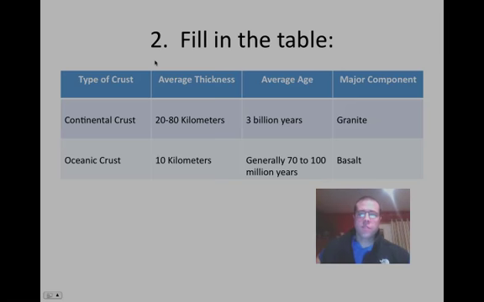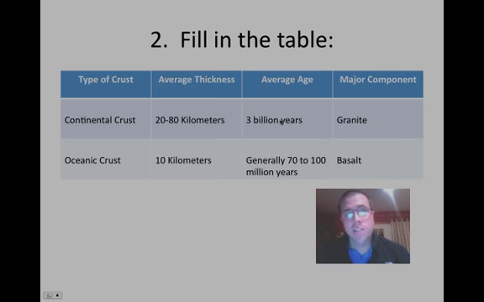So, I want you to fill in that table in your notes. We have the two types of crust, continental and oceanic. And this is showing us all those things we need to know: the average thickness, age, and the major components. What's it made of? So first off, continental crust, anywhere from 20 to 80 kilometers thick. Depending on where you're at, are you close to volcanic activity, are you not, are you close to the edge of that continent, or are you not, etc. Average age, 3 billion years.